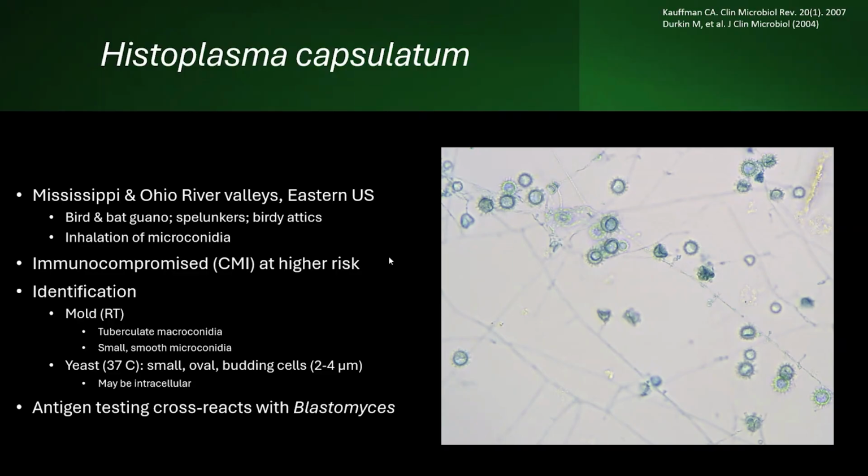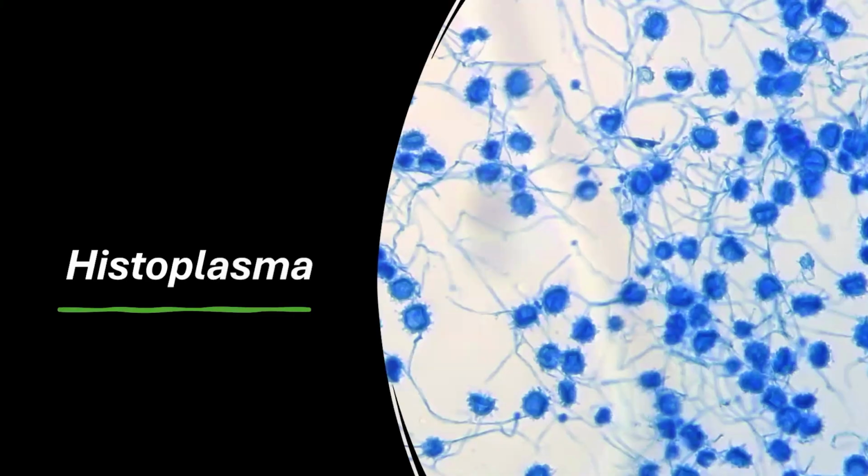Its yeast phase is characterized by small 2 to 4 micron oval budding cells that are commonly intracellular within macrophages. Antigen testing is available, and there is high levels of cross-reactivity with blastomyces. So here is another picture of histoplasma showing you the tuberculate or spiky macroconidia. This particular picture doesn't have very many microconidia, but that spiky ball is quite characteristic of histoplasma.